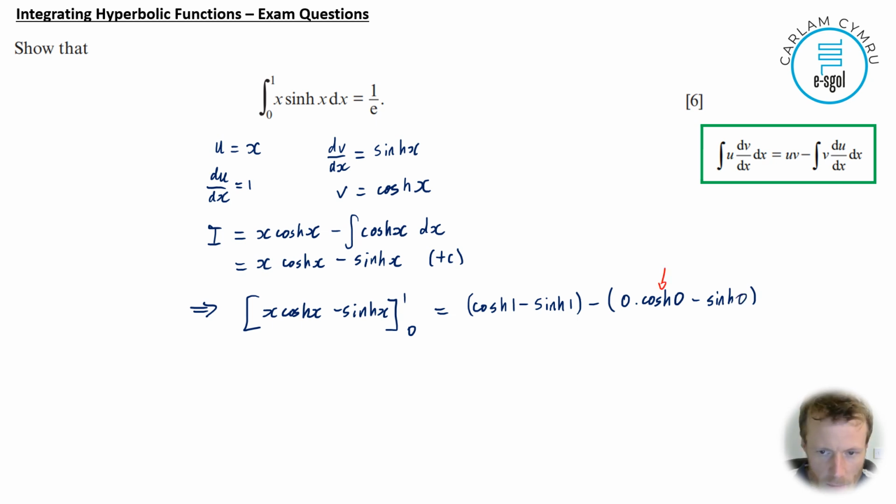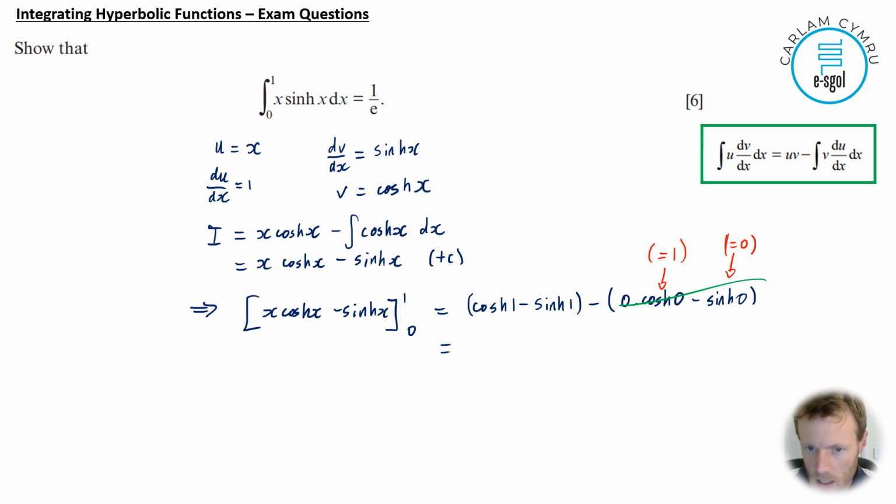This bit here equals 1, although it's going to be multiplied by 0, so it'll equal 0. And this bit here equals 0. So effectively this whole bit just cancels itself off, and then we're left just with the left-hand side.